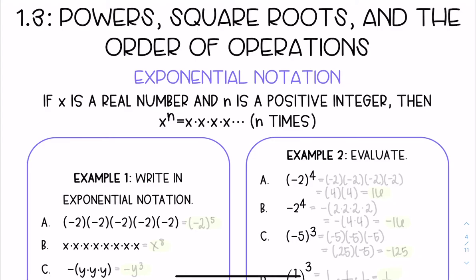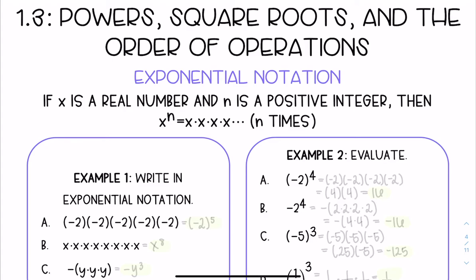In section 1.3, we talk about powers, square roots, and the order of operations. So the first thing we need to talk about is exponential notation. If x is a real number and n is a positive integer, then x to the n power is just x times x times x times x, n times.